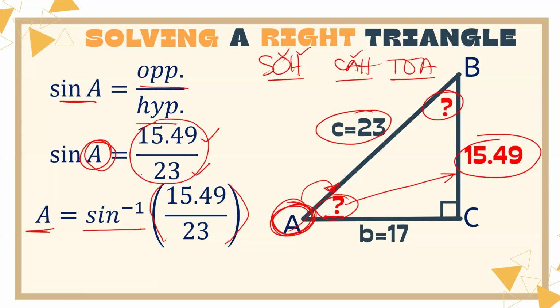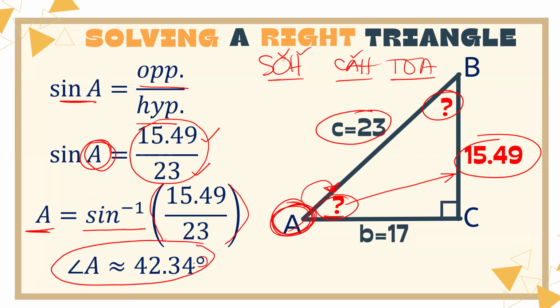Make sure you're able to click that in your calculators properly. Were you able to get it? What did you get using your calculators? Very good. So angle A would be 42.34 degrees. Don't forget the degrees here. That's the unit of angles. All right, so that's the measure of angle A, 42.34 degrees. I hope everybody got the correct answer.